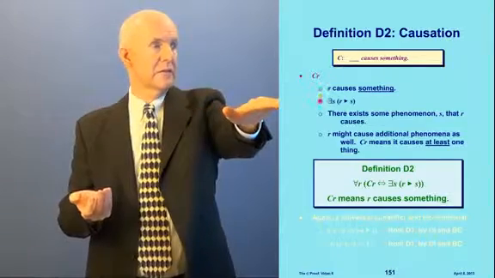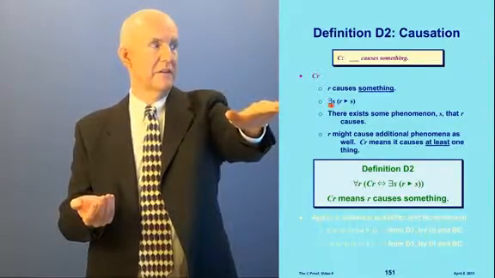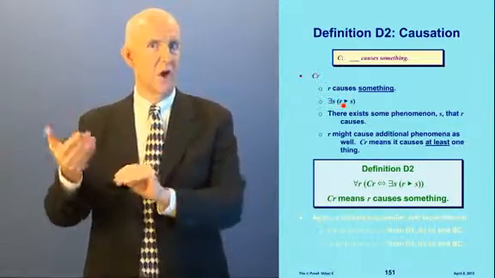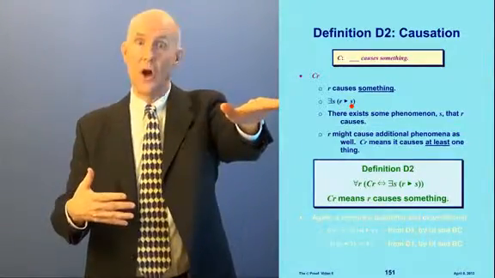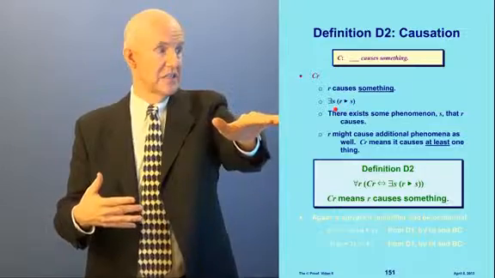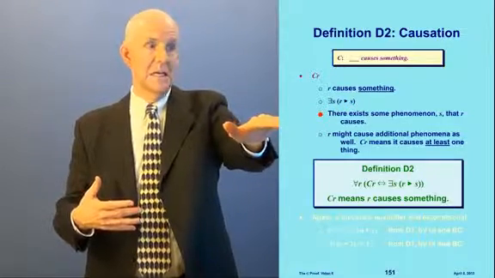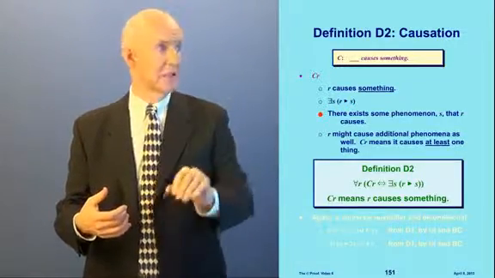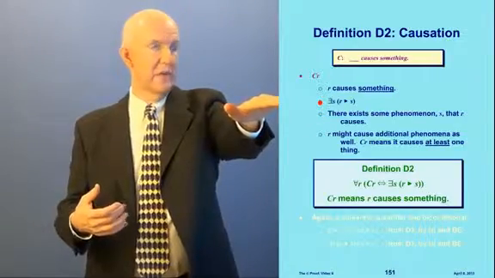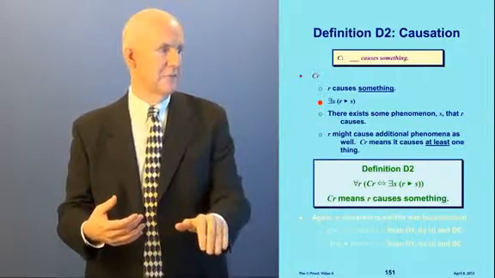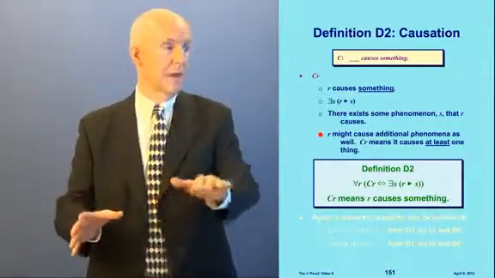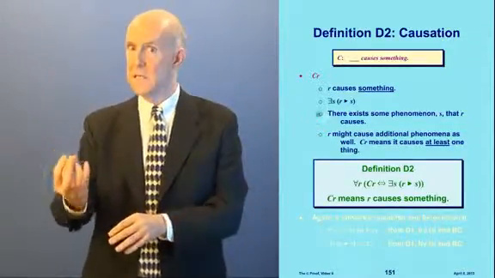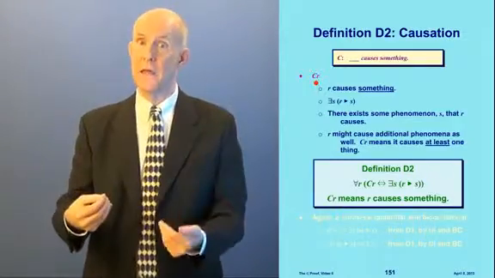Now look at this statement right here. It says, there exists an S such that R causes S. In other words, there exists something that R causes. There exists some phenomenon S that R causes. That's what this says, and we're going to use that in our definition. Now, it might be that R causes additional things. That doesn't matter. What CR means is that R causes at least one thing.